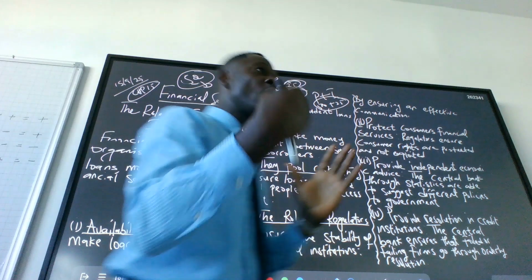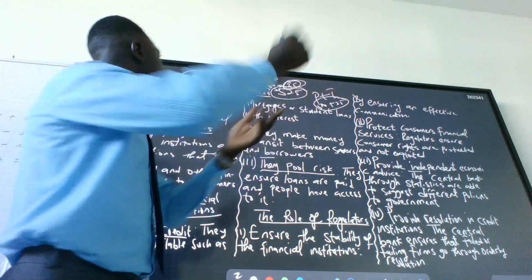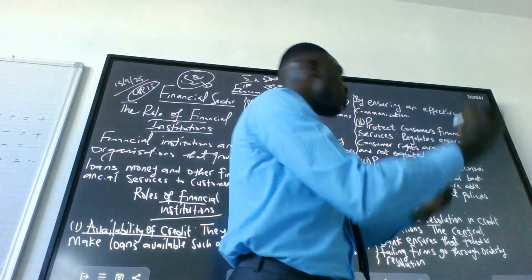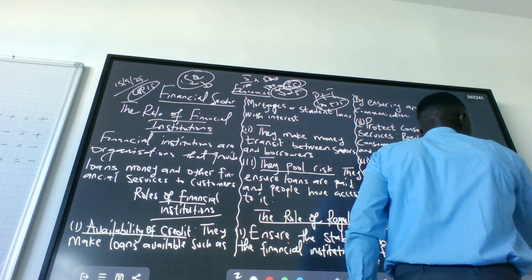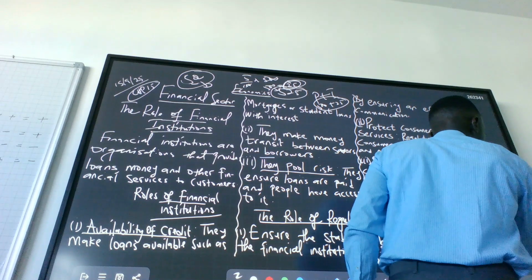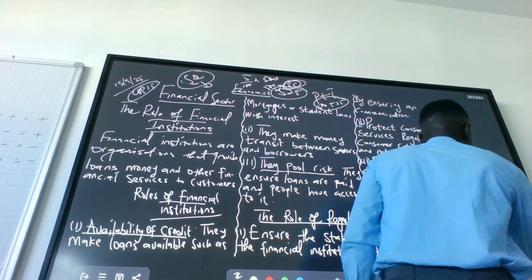So the example I made was an individual kept 500, deposited 500 into the bank. Another individual, so we have an individual who has 500. Then we have another individual who needs 500.